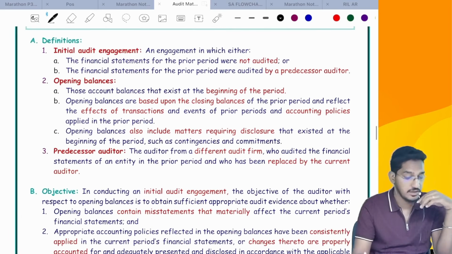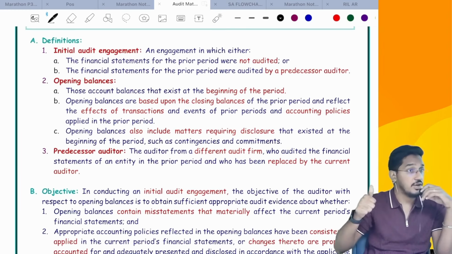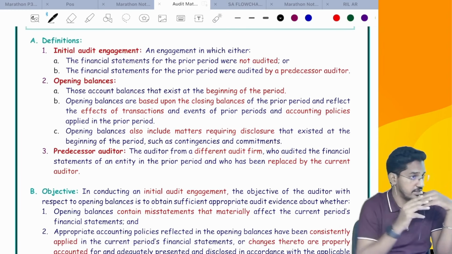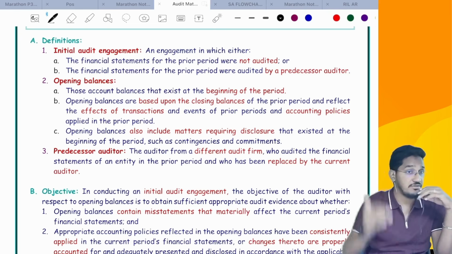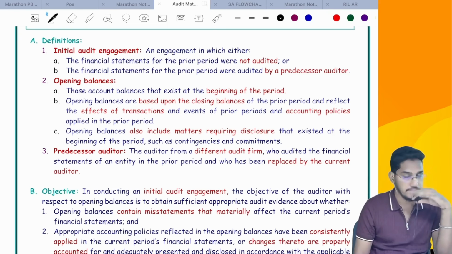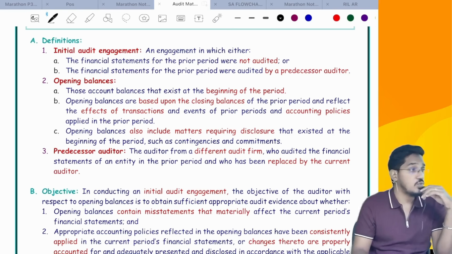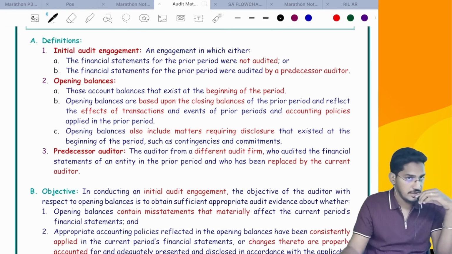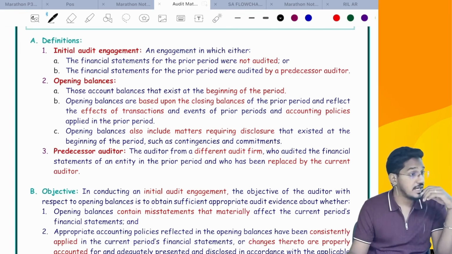So what will they reflect? Number one, they reflect the effect of all the transactions which have taken place in the previous year. They also reflect accounting policies which have been followed in the previous financial year. And when I say accounting policies, one fundamental accounting assumption should come to your mind: consistency. By checking opening balances, you will get to know what accounting policies were followed in the previous year. Now you need to check whether the same accounting policies are applied in the current year. If they have changed, is there a proper disclosure or not?